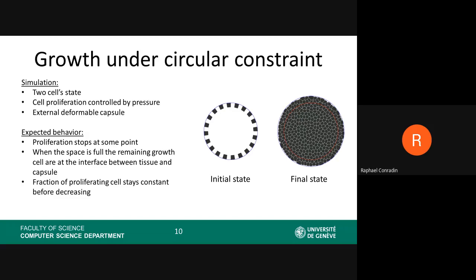So we expect that at some point of the simulation, the proliferation will stop, and at the end, the remaining cells that try to divide, so that are proliferating, are at the interface between the tissue and the capsules. And also the fraction of proliferating cells stays constant at the beginning and at some point starts to decrease.